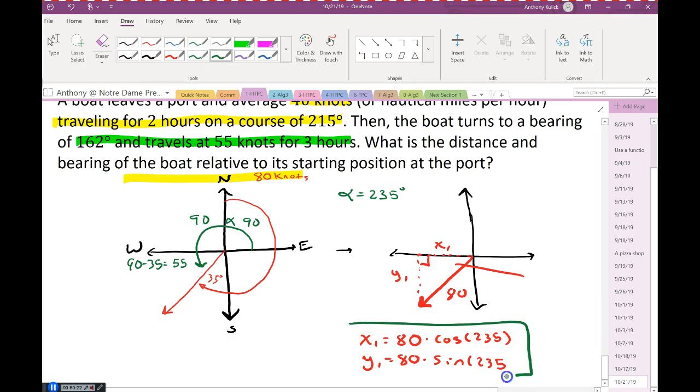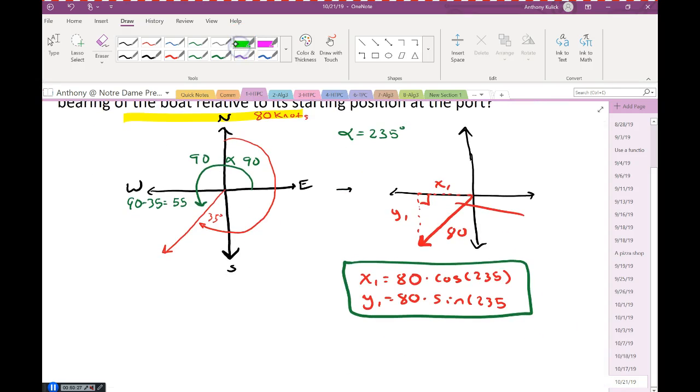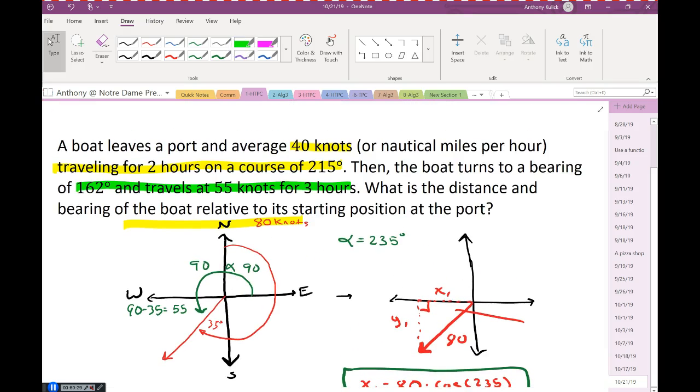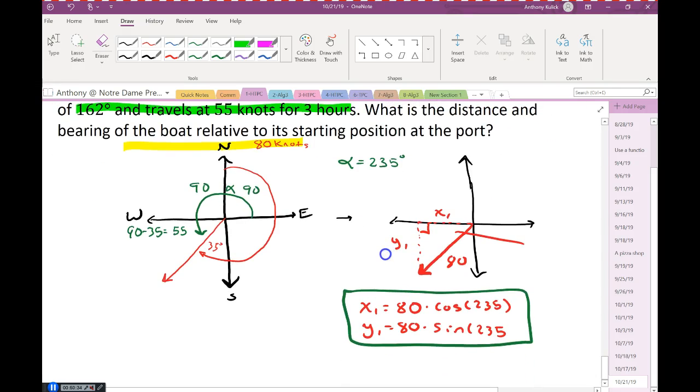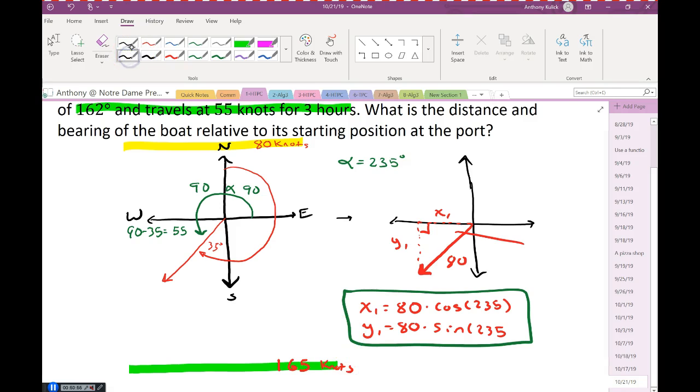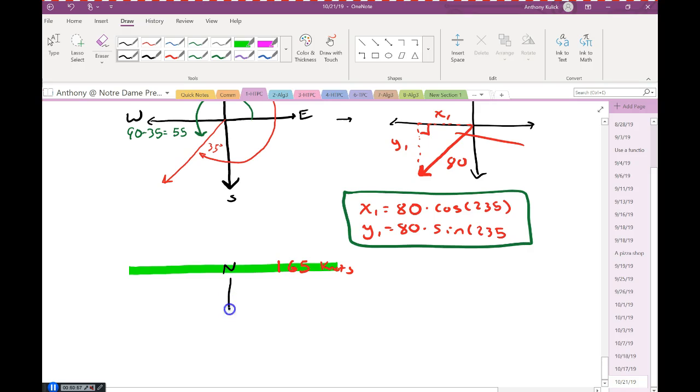So this is what I'm going to hold on to. I'm now going to do the second part of my trip, the part in green. If I go 55 knots for 3 hours, how many knots have I done? I think 165. And then I'm going to do the same kind of thing.